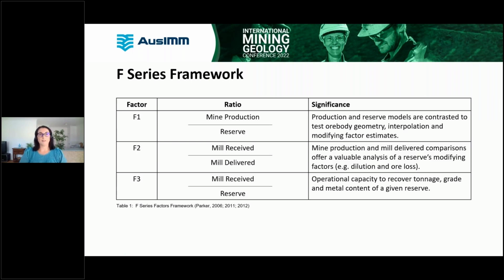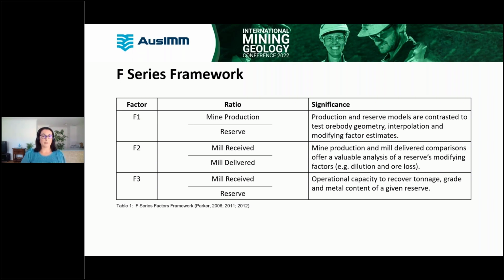Just want to step into the F-series framework now, and some of you may be familiar with Harry Parker's F-series framework, and so the intention of this paper is to extend that F-series framework. So comparisons made for reconciliation are usually calculated using these factors or the ratios, and logically any comprehensive framework should facilitate comparisons between your reserve, your mine and your mill production figures.